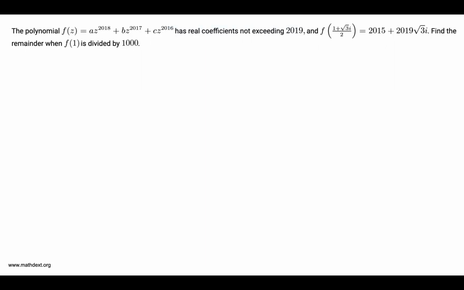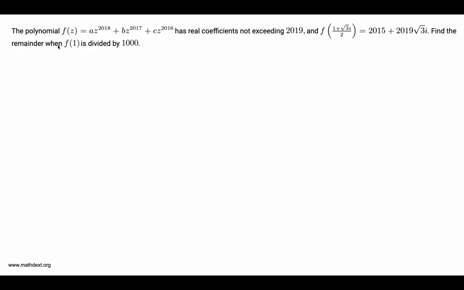The problem reads: the polynomial f of z equals a times z to the power of 2018 plus b times z to the power of 2017 plus c times z to the power of 2016, has real coefficients not exceeding 2019, and f of the quantity (1 plus square root of 3 i) over 2 is equal to 2015 plus 2019 square root of 3 i. Find the remainder when f of 1 is divided by 1000.